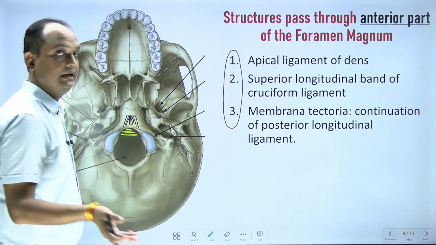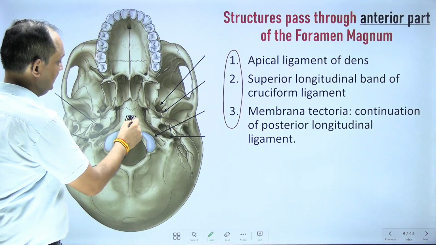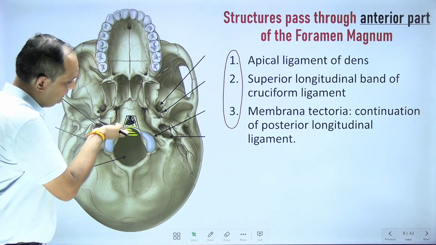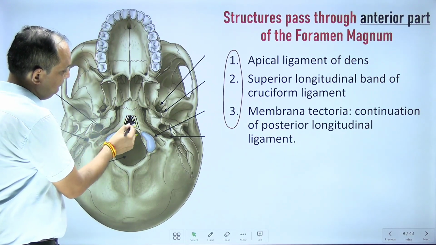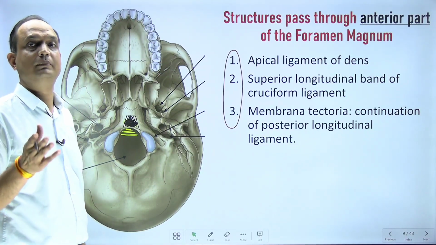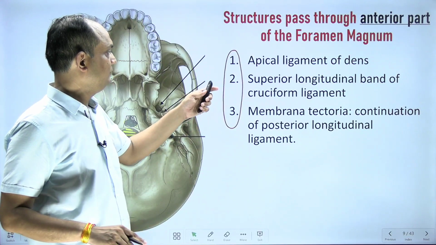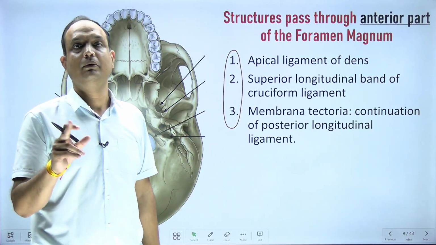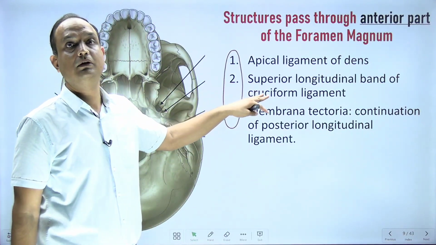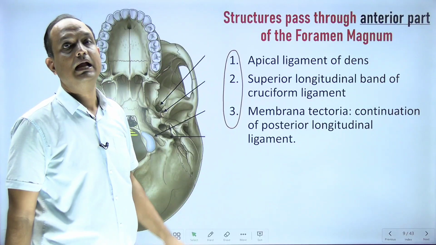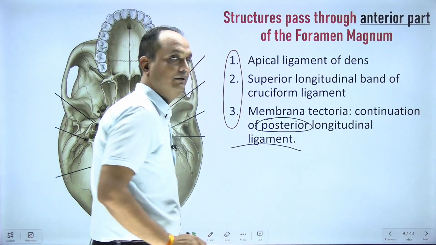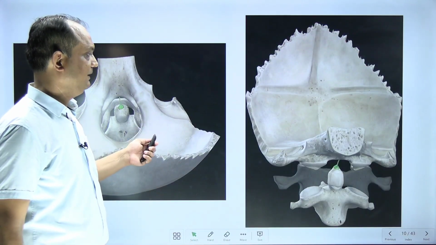So, when you see the cranial cavity from the inner side, you will find a sloped area here. That sloped area is known as clivus. So, all these three structures will enter into the foramen magnum through the anterior part, and they will get attached on the inner side of this basilar part of the occipital bone, which is forming the clivus. Clear? So, keep in mind that the anterior part of the foramen magnum gives entry to the three structures: apical ligament of Dens, superior longitudinal band of the cruciform ligament, and membrana tectoria. Now, membrana tectoria is a continuation of the posterior longitudinal ligament of the vertebral column. So, we will see these structures one by one.